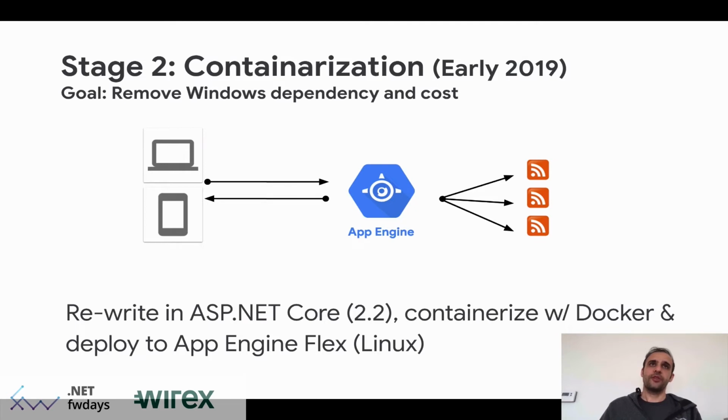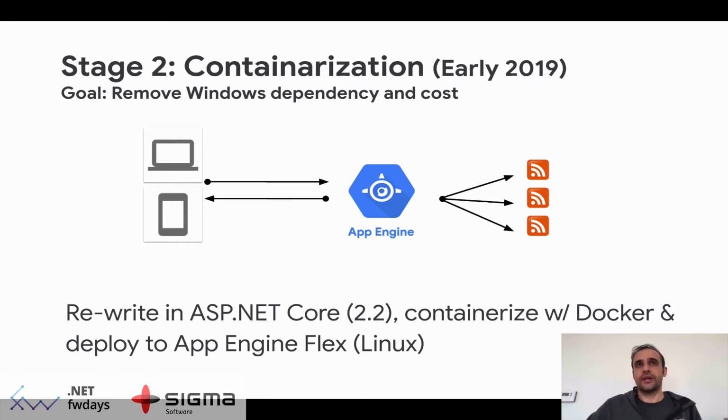Because the app was rewritten in ASP.NET Core and containerized, we could run it anywhere that runs Linux. And we were looking into deploying it into Kubernetes or App Engine. App Engine is Google's way of running Linux containers. And we were kind of split between the two.